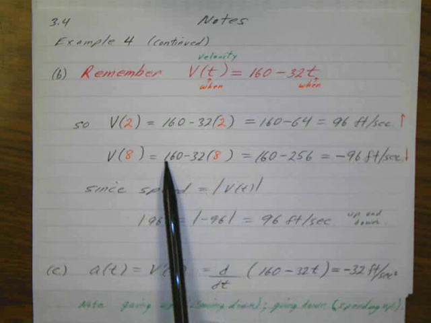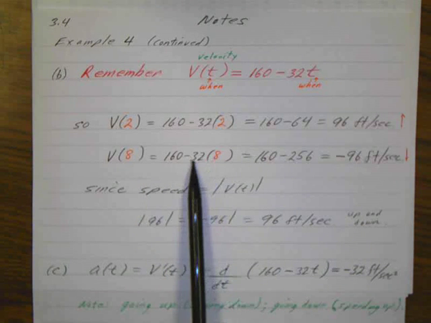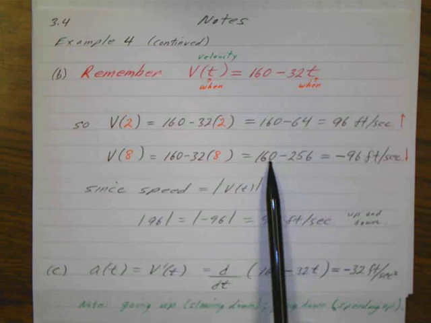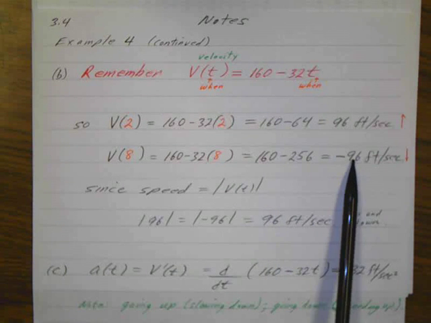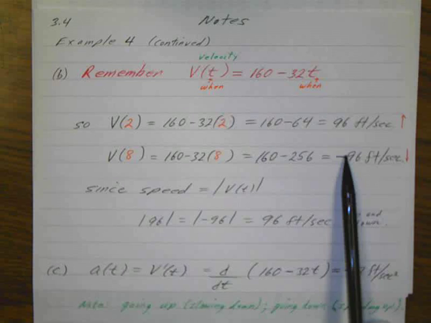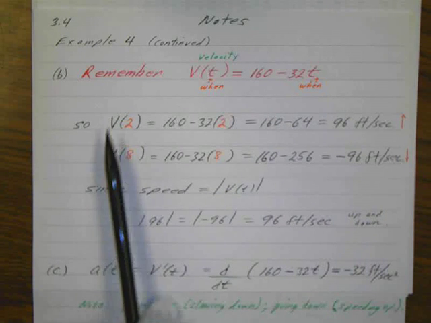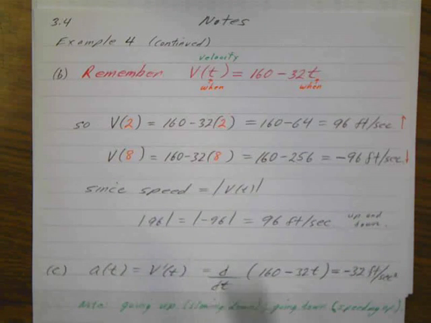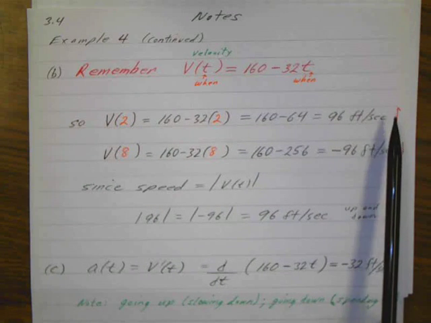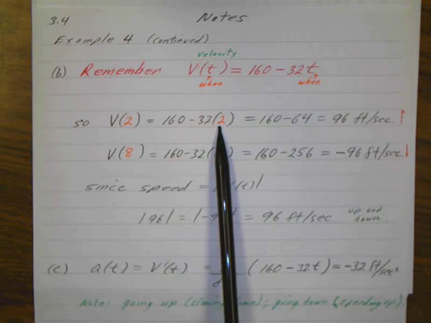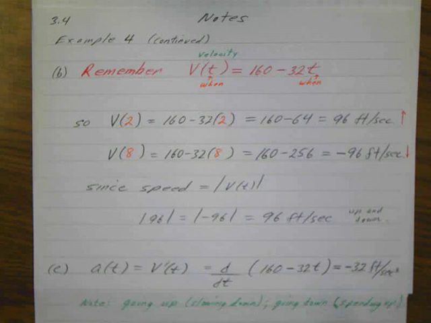And then when I put 8 in, I get 160 minus 32 times 8, which is 160 minus 256, which is negative 96 feet per second. That means my velocity is negative, so I'm going down. Well, that makes sense. I'm going up, and I'm going down. So the velocity going up was 96 feet per second at 2 seconds, and coming down it was negative 96 feet per second at 8 seconds. Since the speed is the absolute value of the velocity, the absolute value of 96 or negative 96 is 96 feet per second. So up and down, the speed was 96 feet per second.